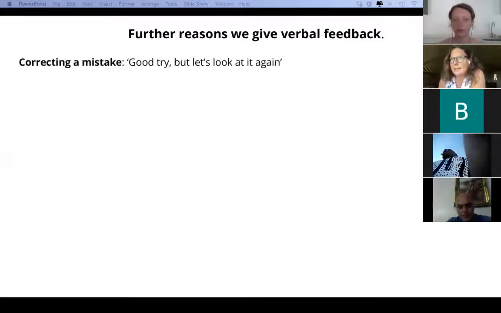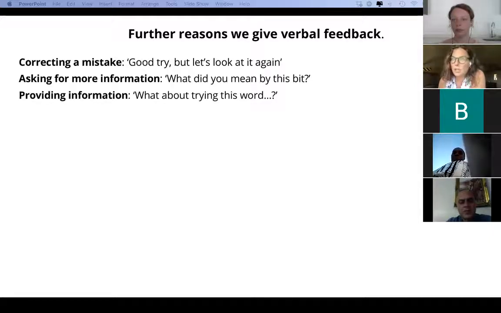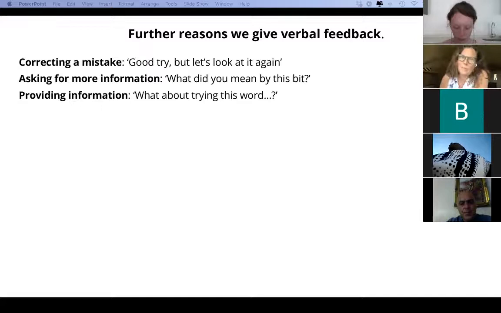We correct a mistake. So, for example, good try, but let's look at it again. You're acknowledging their efforts, but you're saying you need to go back and have another go. Asking for more information. What did you mean by this bit? Asking the learner to actually explain what they've done so that you are clear about how they've got there and they are clear about how they got there too. Providing more information. So that's you providing more information to the learner. What about trying this word? What about doing this instead? How could you make that better? What about this? It would be even better if.